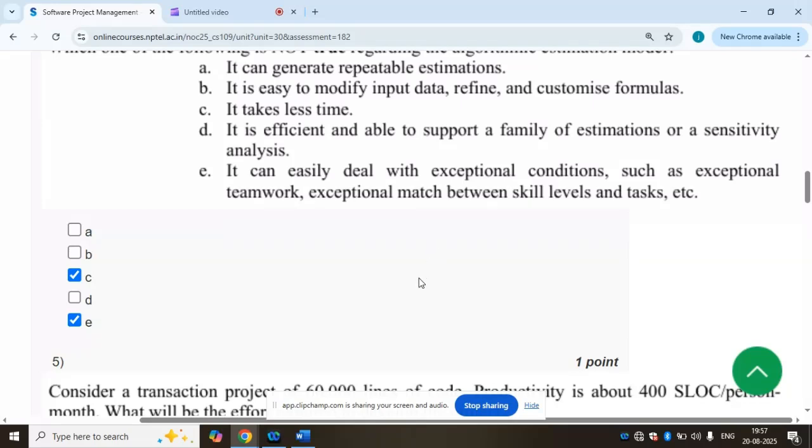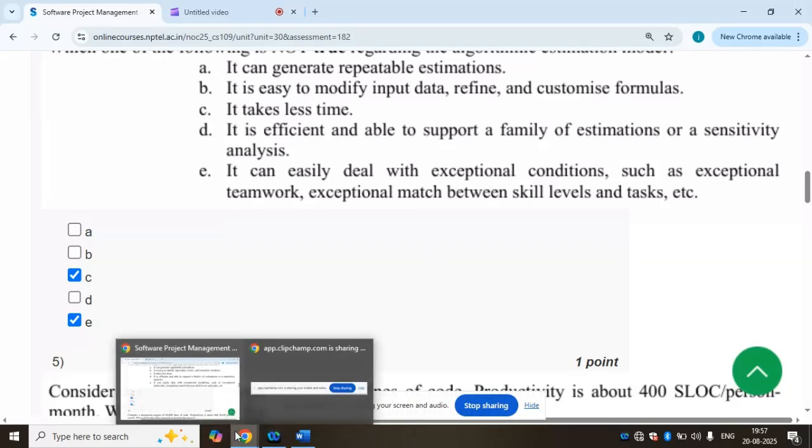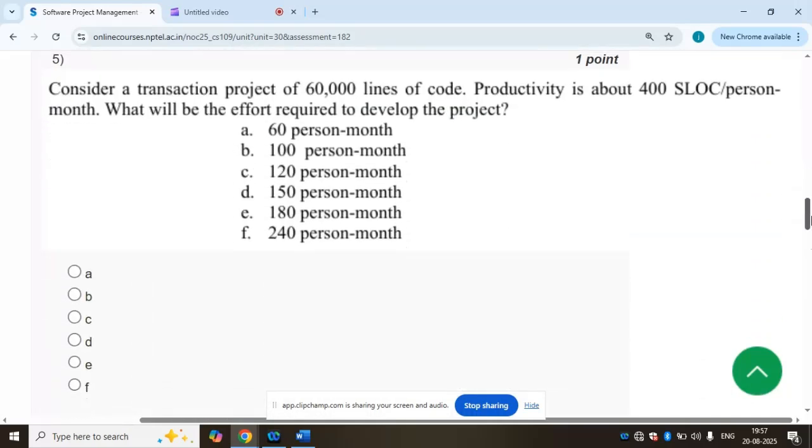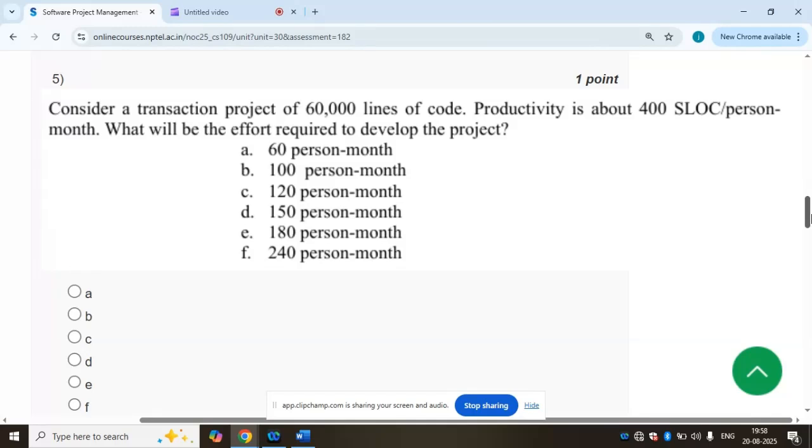So next question. We'll move on to the next question. Next question here is fifth one. Consider a transaction project of 60,000 lines of code. Productivity is about 400 SLOC per person month. What will be the effort required to develop the project? So we'll calculate this one.